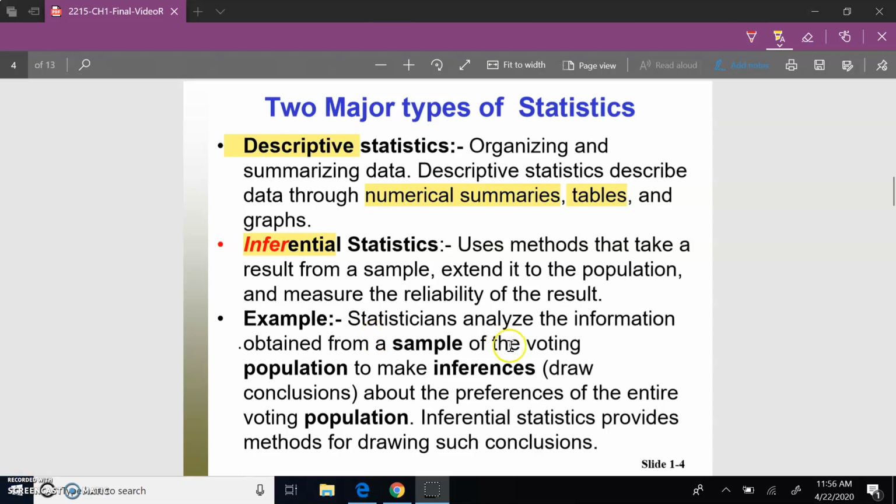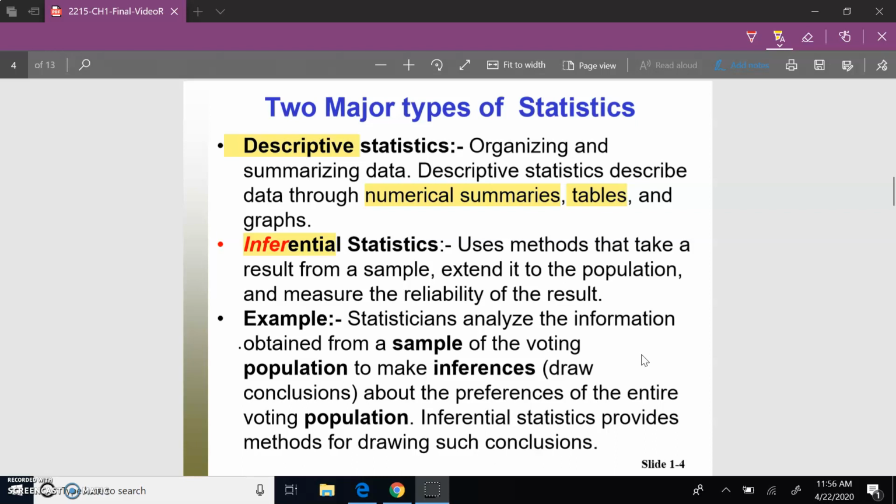So look at this example. Statisticians analyze the information obtained from a sample of a voting population to make an inference. They try to draw a conclusion about the preference of the entire population. Inferential statistics provides the methods for drawing such a conclusion. We want to conclude about the entire population, and we can't access the entire population, so we take a small part of that population, and that small part is called a sample.